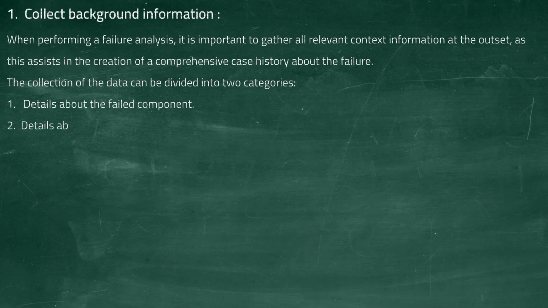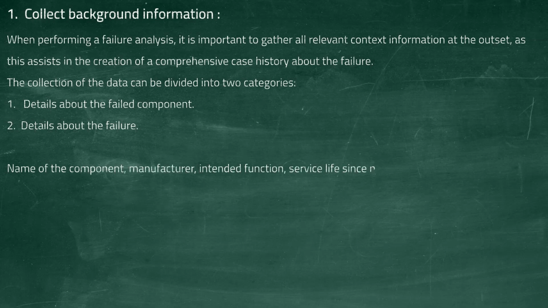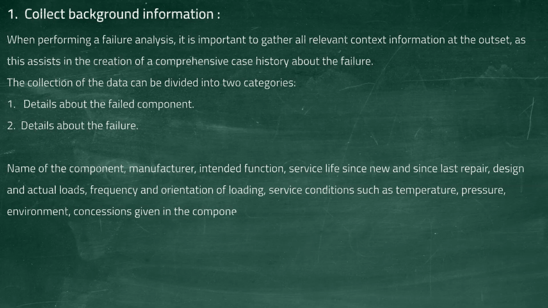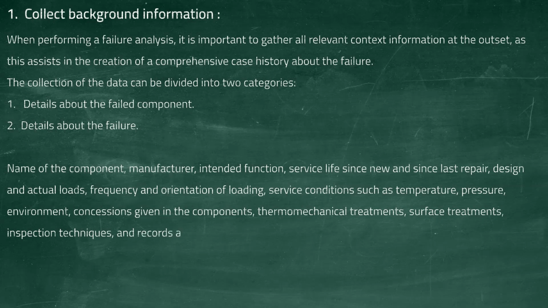Details about the failure. Name of the component, manufacturer, intended function, service life since new and since last repair, design and actual loads, frequency and orientation of loading, service conditions such as temperature, pressure, environment, concessions given in the components, thermomechanical treatments, surface treatments, inspection techniques, and records are all included in the information about the failed component.